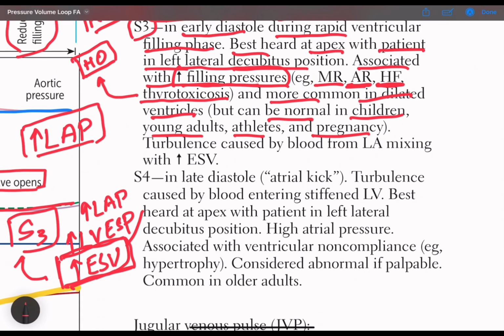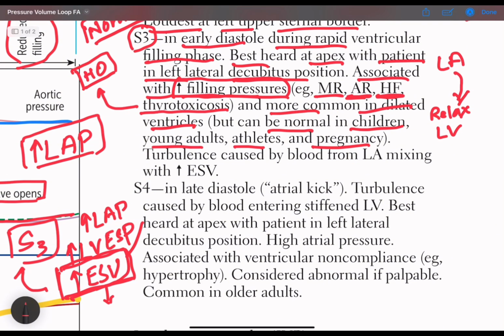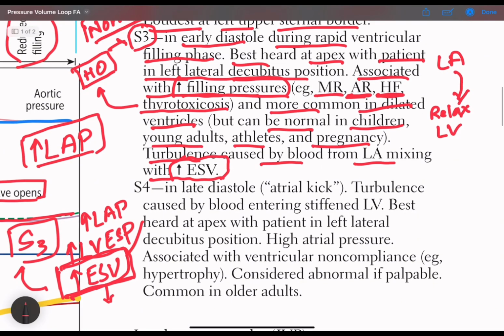we have increased end systolic volume. Sorry, the increased end systolic volume is caused due to vigorous relaxation of the left ventricle. We have vigorous relaxation of the left ventricle, which causes the pressure gradient for the left atrium to pump blood more vigorously into the left ventricle, causing the turbulence or generation of S3. The turbulence is caused by blood from the left atrium mixing with increased end systolic volume. This leads to generation of S3.